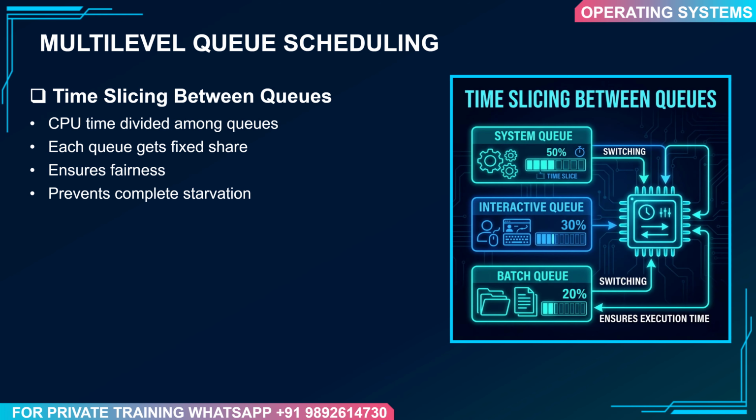To reduce this issue, the second approach is used, which is time slicing between queues. In this method, each queue is given a certain amount of CPU time. For example, the system queue might get 50% of CPU time, the interactive queue 30%, and the batch queue 20%. The CPU switches between queues based on this time allocation, ensuring that every queue gets some execution time.